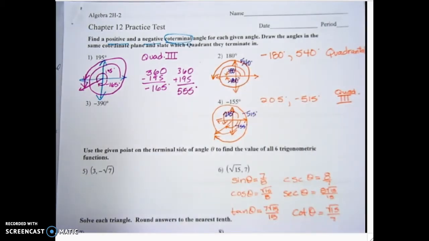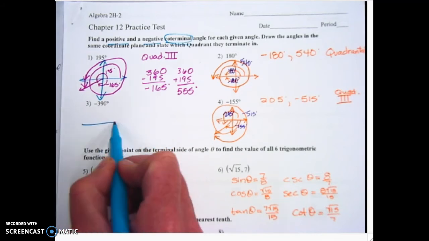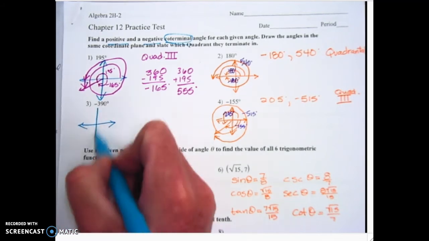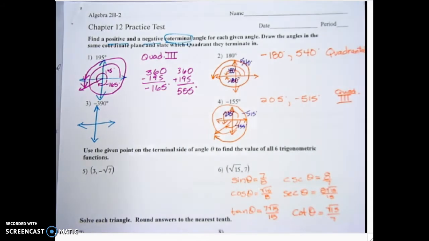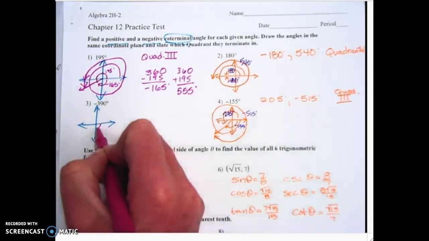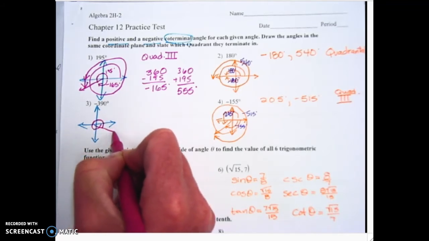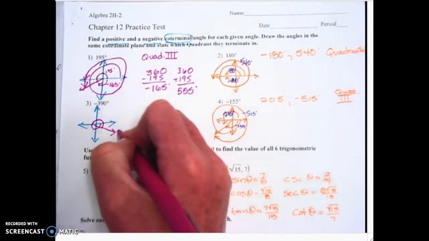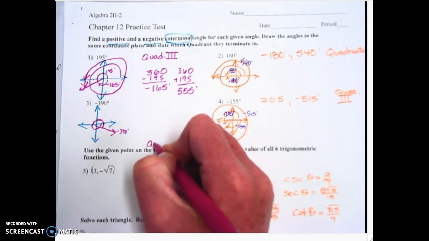All right, number 3, this one is negative 390 degrees. So if you draw your X and Y axis, the negative 390 degrees. We're going to go a full negative 360 and then just a little bit more. So right here is your negative 390. That's quadrant 4.